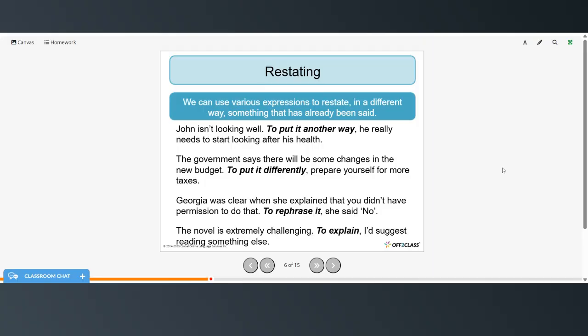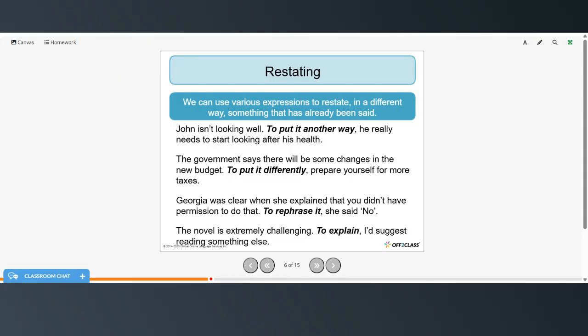Now we can use various expressions to restate in a different way something that has already been said. John isn't looking well. To put it another way, he really needs to start looking after his health. The government says there will be some changes in the new budget. To put it differently, prepare yourself for more taxes.